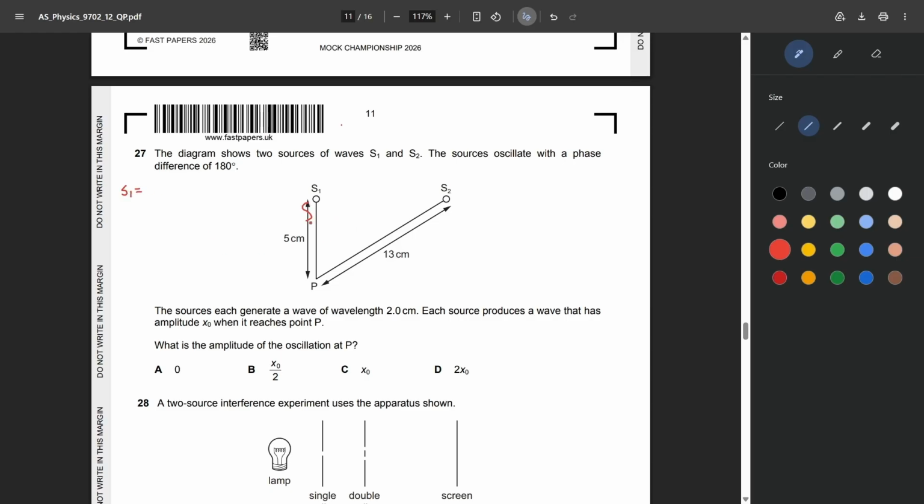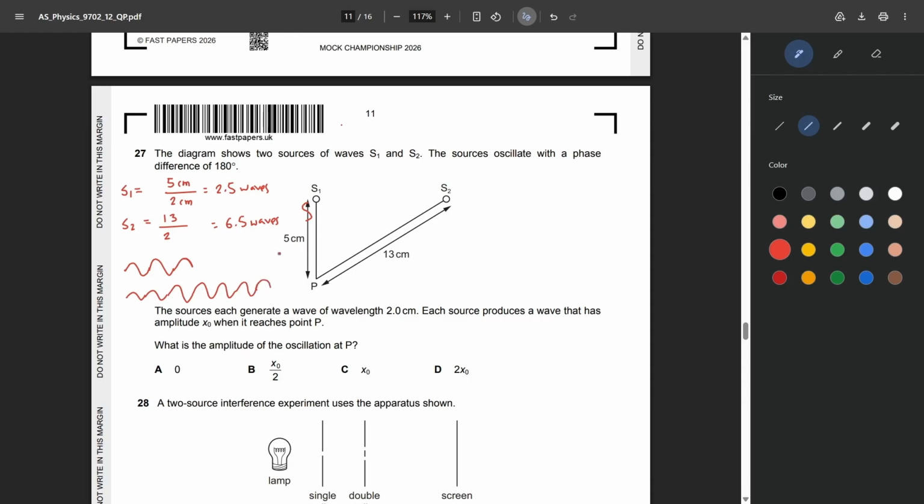Now the number of complete cycles for S1 would be the total distance, 5 centimeters, divided by the wavelength, 2 centimeters, which is 2.5. S2 forms 13 over 2 waves, which is 6.5 waves. So basically what that implies is from S1 to P, we have 2 waves and half a wave, and from S2 to P, we have 6 waves and then 0.5 of a wave.